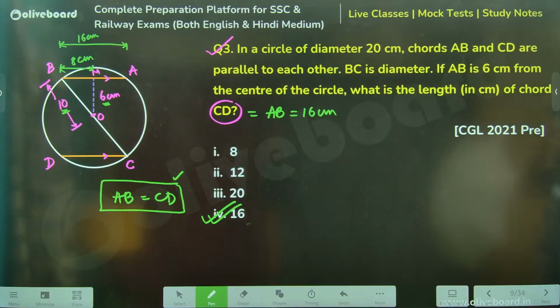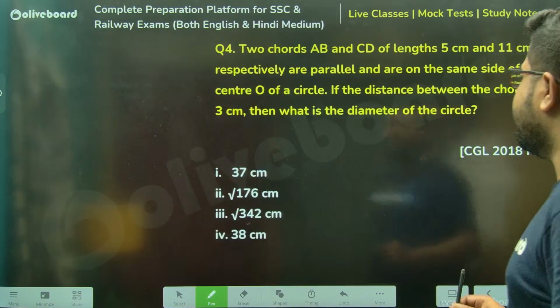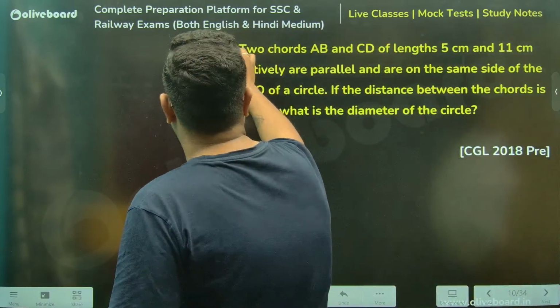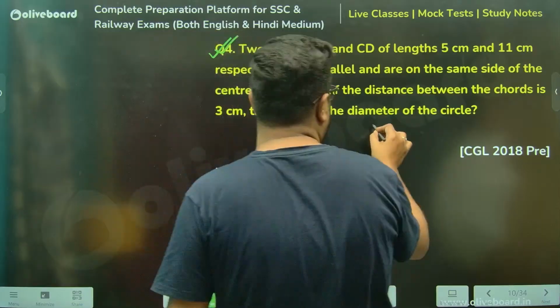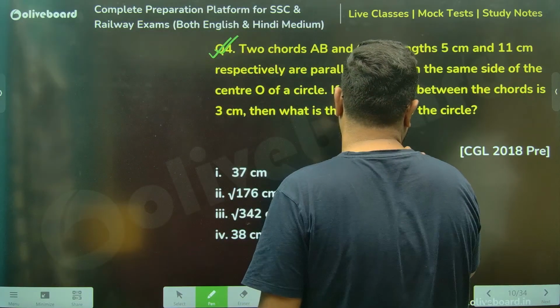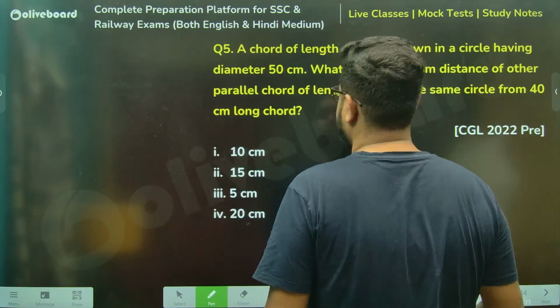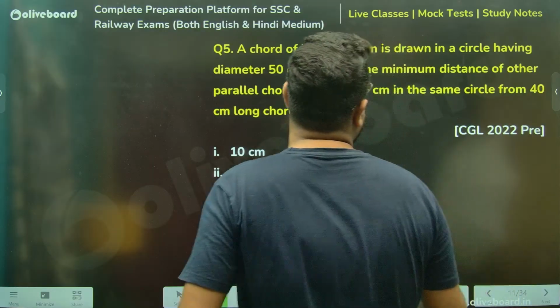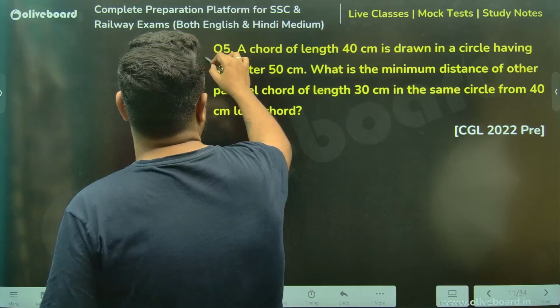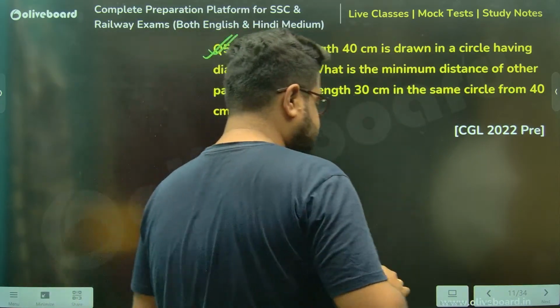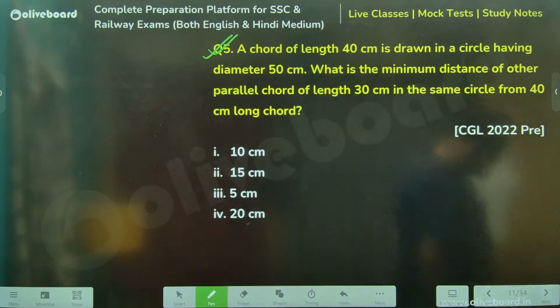Clear, everyone? Again, not a difficult question. Next one, please. I will give this to you guys as homework. Same question, actually. What is the minimum distance? Please do this. Everyone, give it a try first. I need the answers.